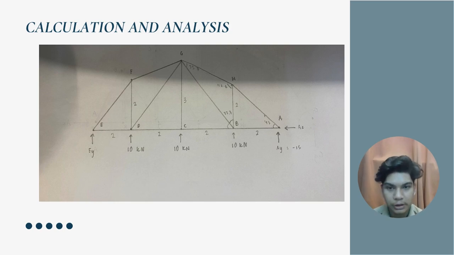My matrix number is AA240236, and this is the calculation and analysis for our bridge, which is bowstring type of bridge.